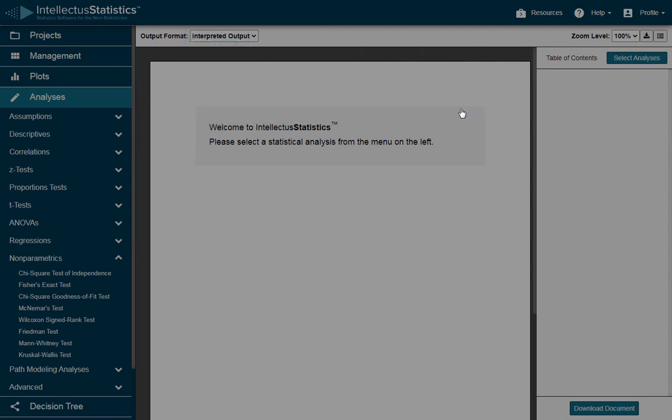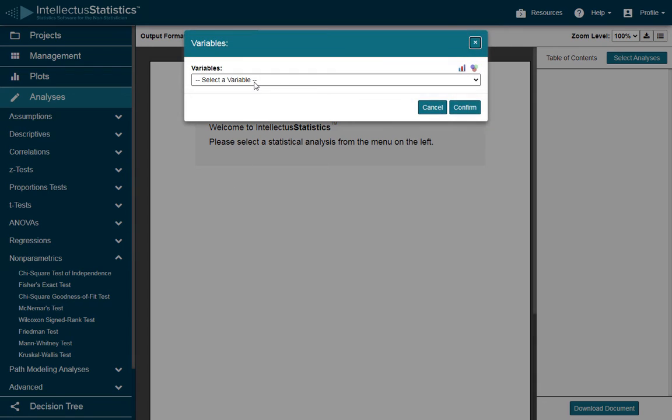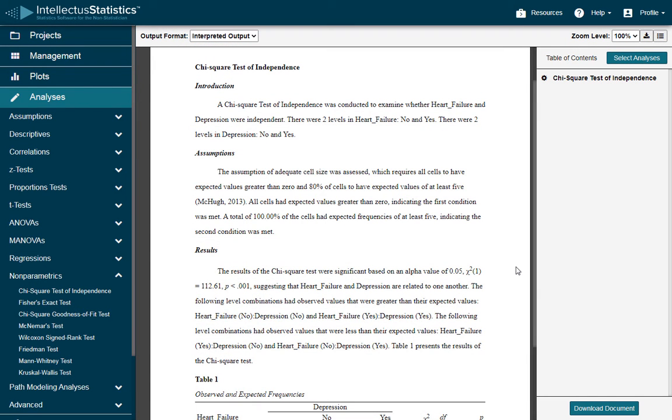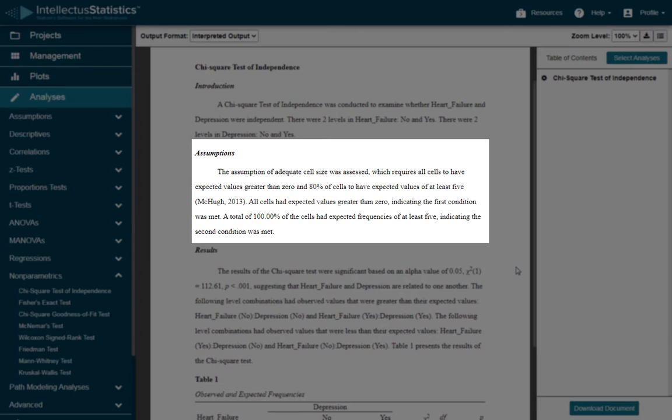In this case, heart failure is the first variable and depression is the second. Now click Calculate. The interpreted output contains the full APA write-up of the results, including relevant assumption tests. In our example, the assumptions were met.